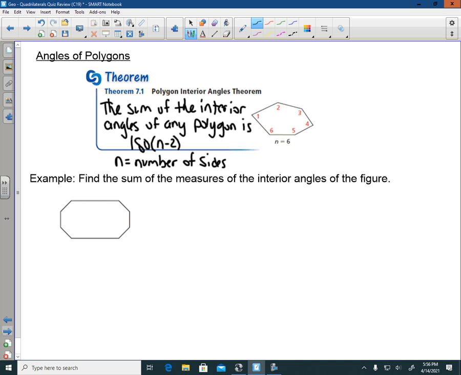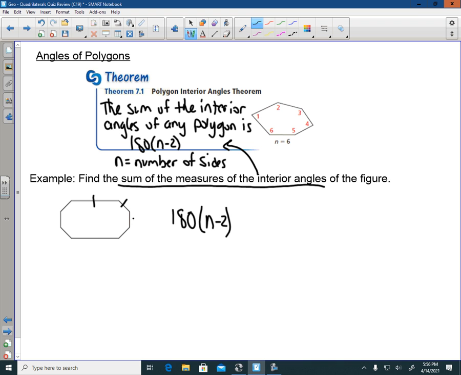Example: find the sum of the measures of the interior angles of the figure. Since we want to find the sum of the measures of the interior angles, we know we're going to use the little formula that does that. We know we're going to use 180(n minus 2), but then we have to keep in mind that we need to know the number of sides. We see this little figure here, so let's just count the number of sides.